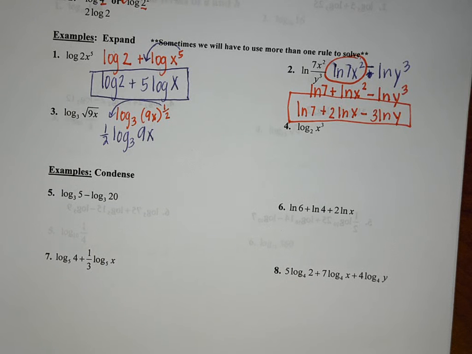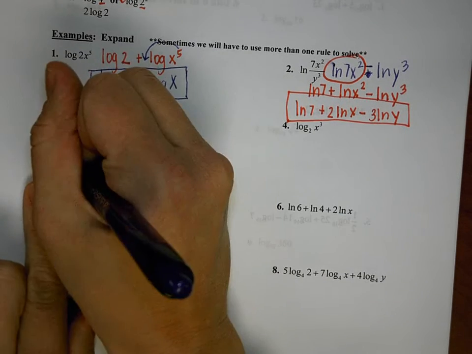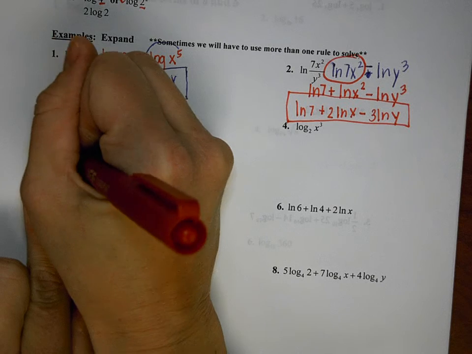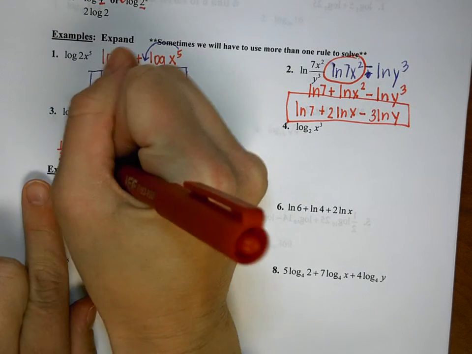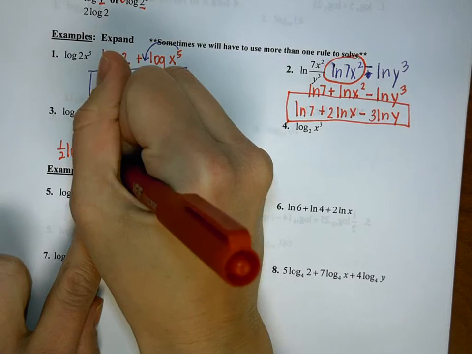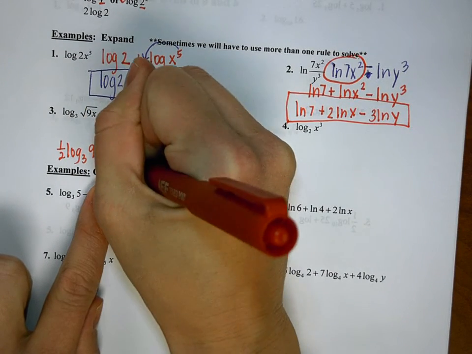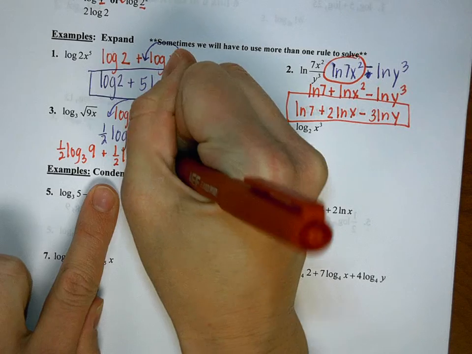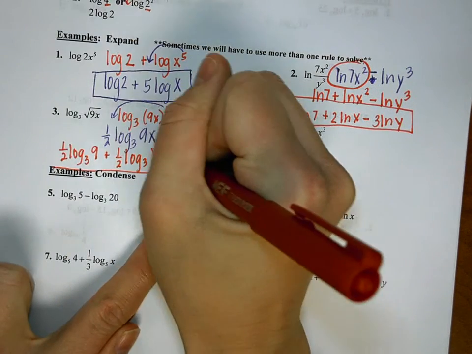Okay, so how will I write them? Do I need to pull a popsicle stick? No. Anybody want to tell me? It's going to be 1/2 log base 3 of 9 plus 1/2 log base 3 of x. And that is the correct answer.